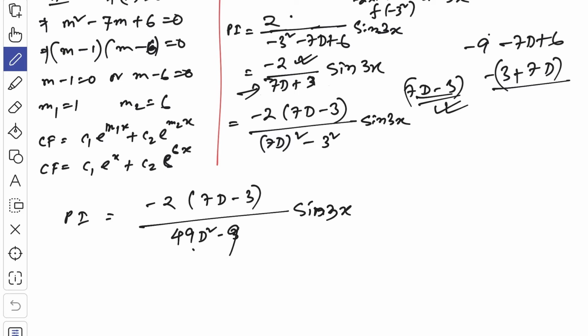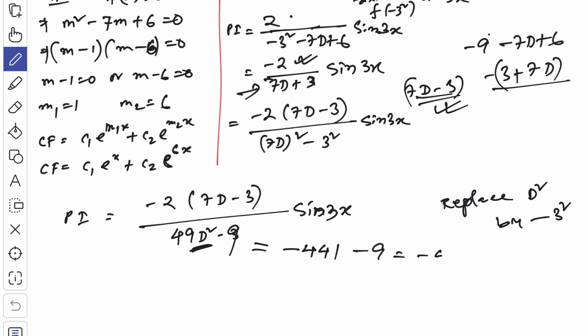Now what we're going to do, now here we have got d square. That's why now replace this d square by minus 3 square. Then what you will get? Then we will get this one is equal to 441. Not only 441, minus 441 minus 9, that's going to be minus 450. Okay, minus 450, that's what we will get.